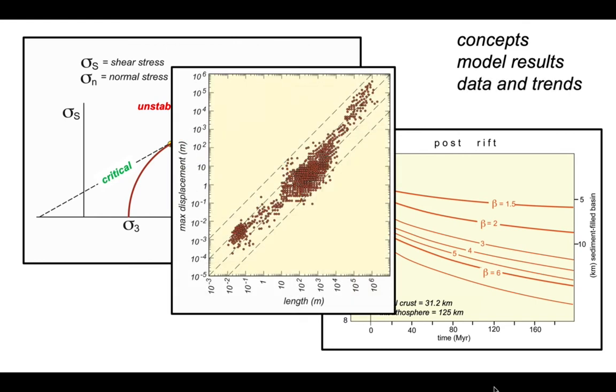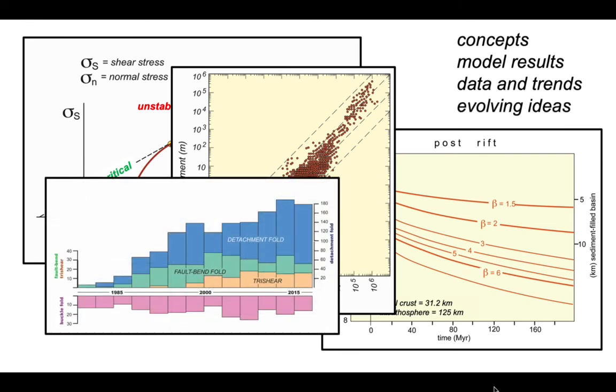Or we might cross-plot data, in this case fault length against the maximum displacement of a fault, to establish what the data look like and to maybe spot trends in the data. Or we can look at how ideas evolve. In this case, this tracks how ideas of different folding and fault relationships have evolved over the last 35-40 years or so. All of these are different types of graphical illustration.